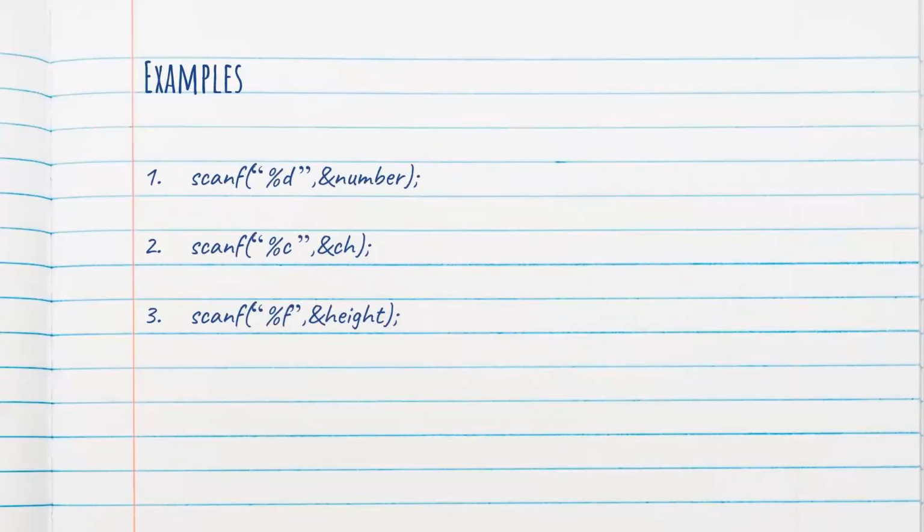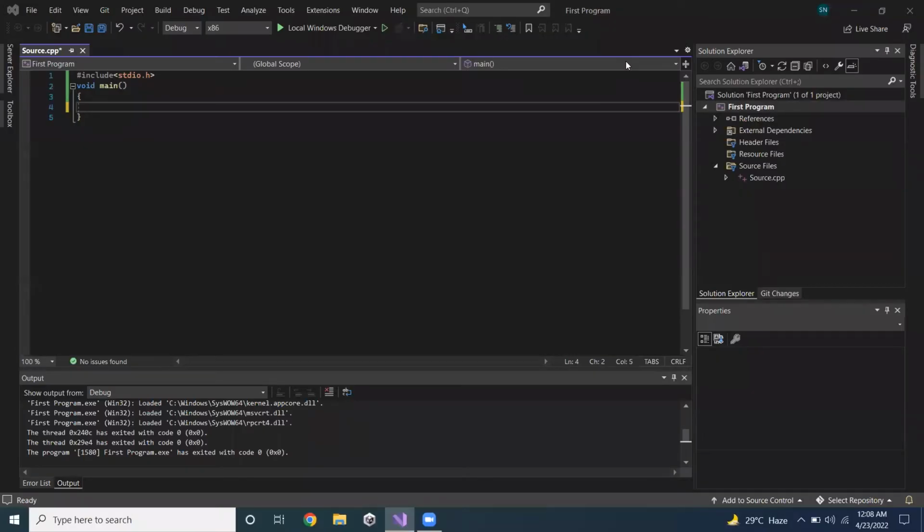scanf("%d", &number). So if you want to get an integer input, you'll be specifying %d and you'll be writing the name of the variable with the ampersand sign or address operator. Similarly, %c is for character in the second example, so %c and we are writing the name of the variable ch. Similarly, %f is for float and we are writing height, the name of the variable, to get input in the variable height. So now we'll be writing some programs to understand the concept of scanf.